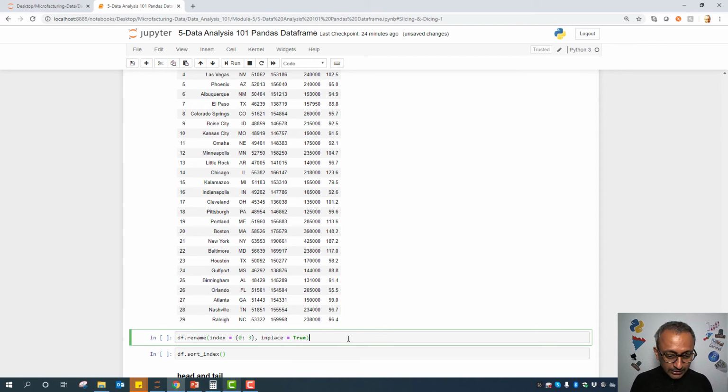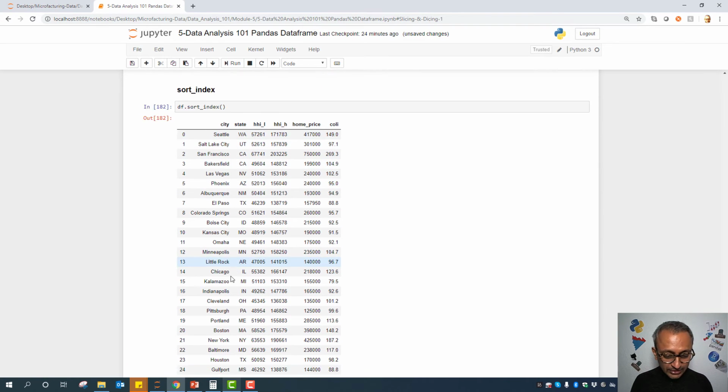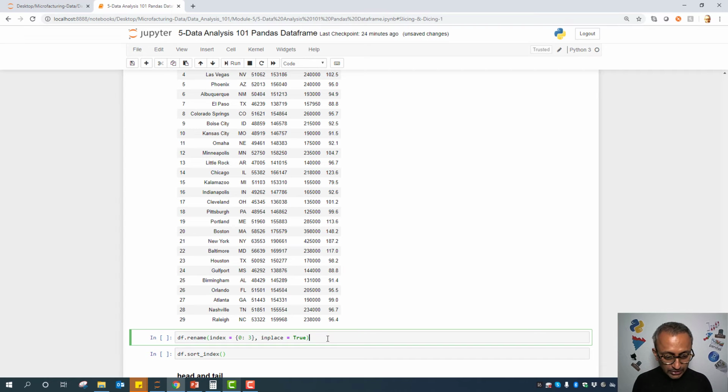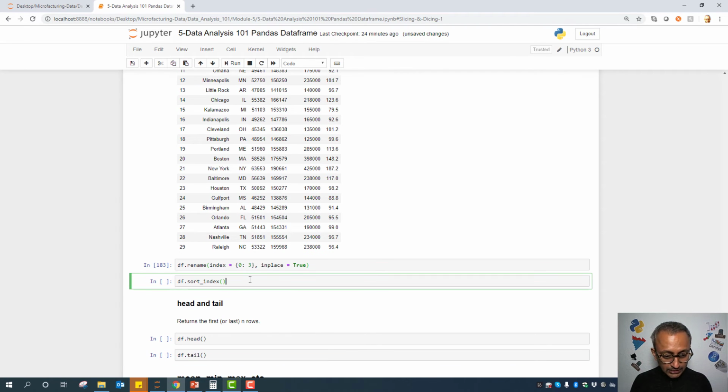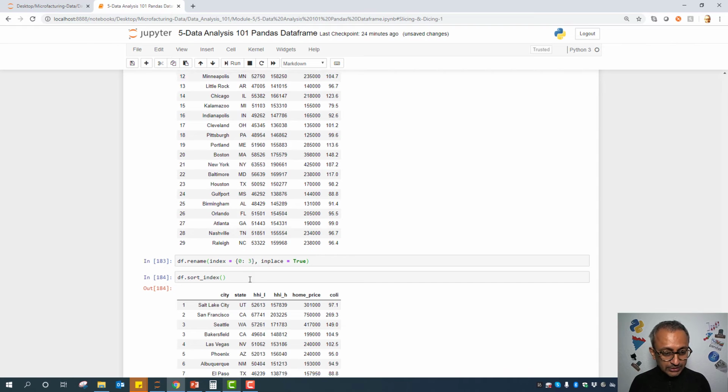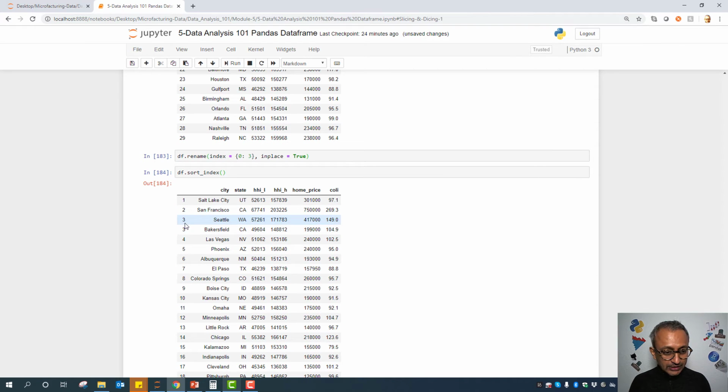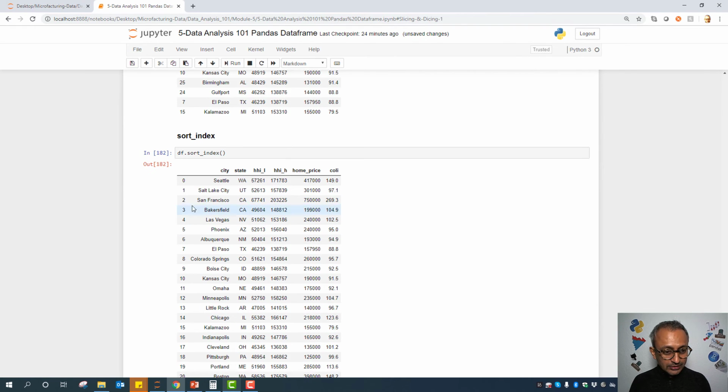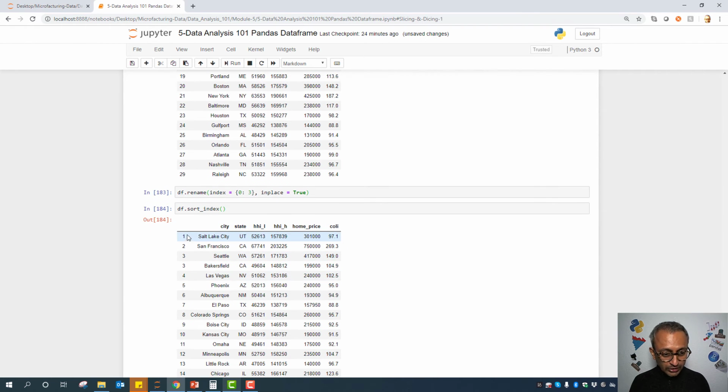What if we rename the index? Okay, let's say we call this 0 as 3, which we have done that before. Let's do it again. Okay, and let's sort the index again. Okay, so what happens now? We see the Seattle, which was here, now moves to here. Okay, because that's 3, right? So we are sorting by index.